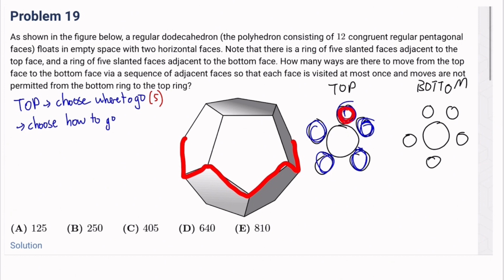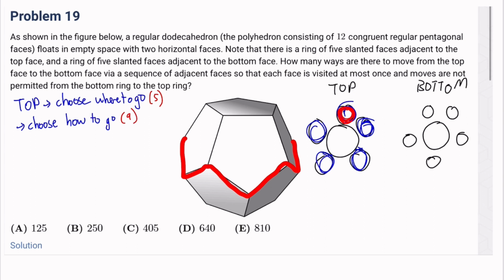Obviously we could just go right away like that, but then we can also have other ways. We can go like this, or we can go around there like that. And so the number of ways that we can go is 1, 2, 3, 4, 5, going counterclockwise, and then when we're going clockwise we have 1, 2, 3, 4. So we have 9 in total, so that will be 9.